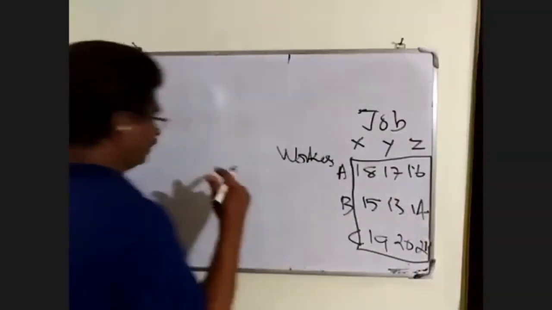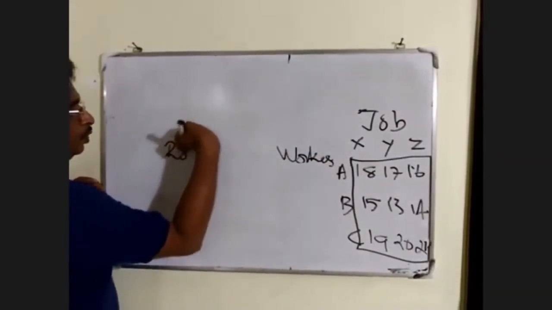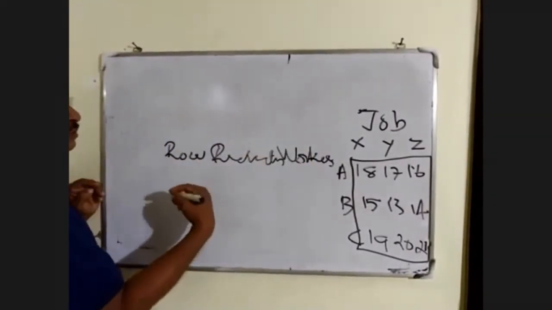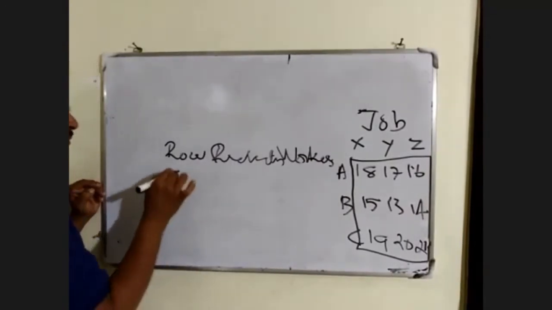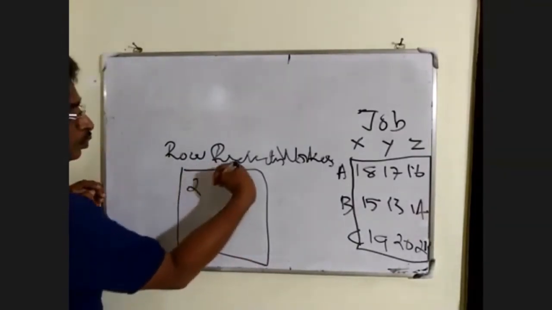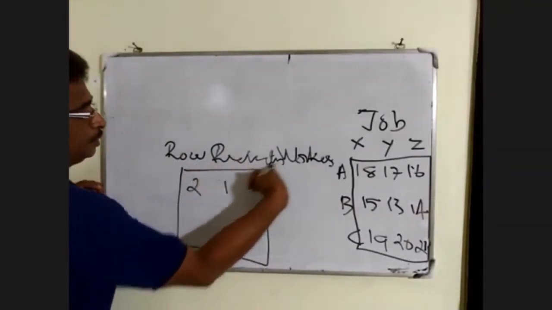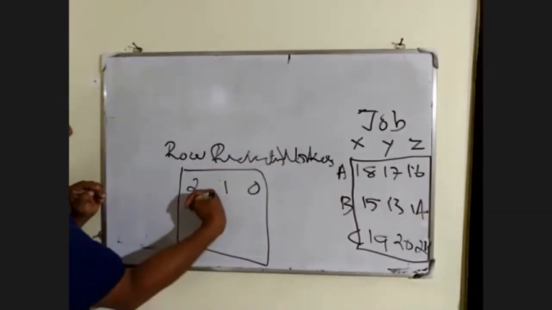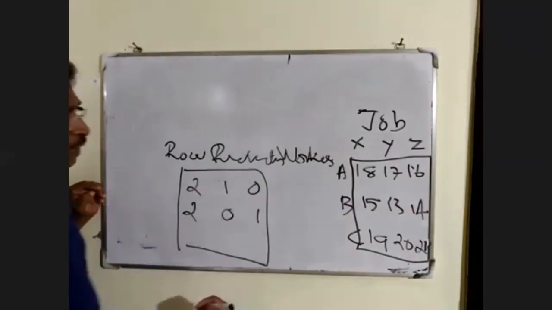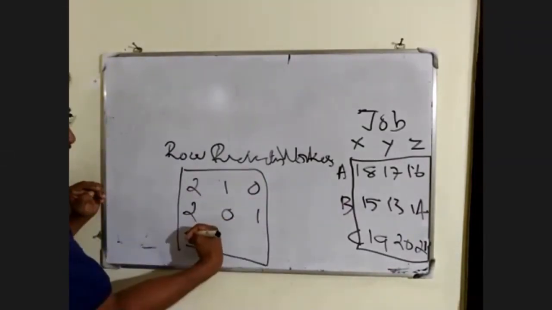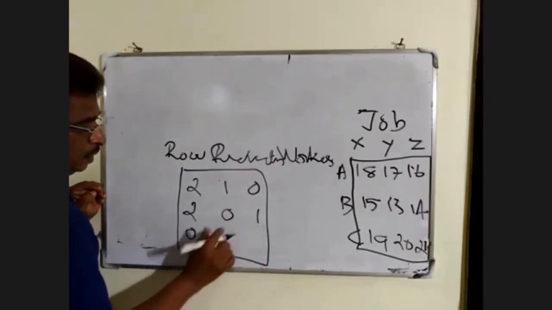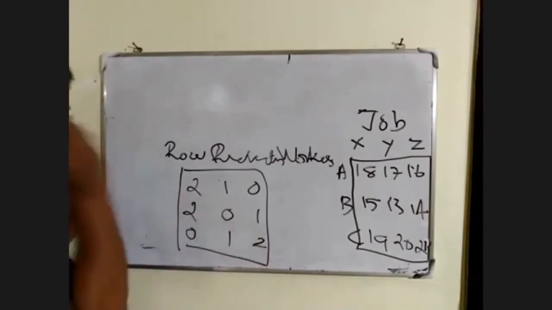Then what is the first step? Row reduction. Okay, what is that? What's the row reduction? First row: 2, 1, 0. Second: 2, 0, 1. Third: 0, 1, 2.